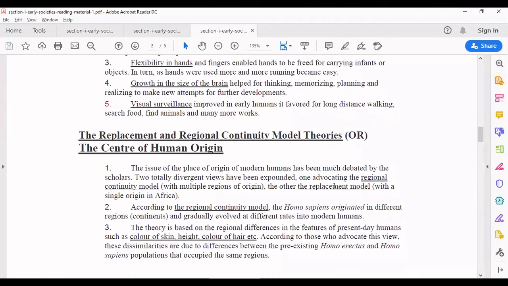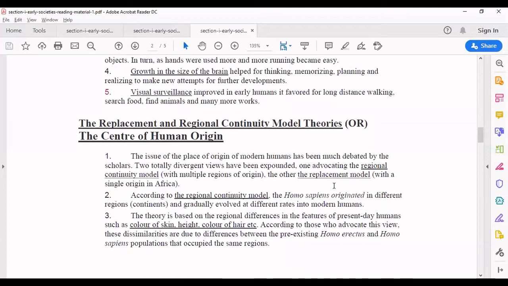Then there was a growth in the brain size that helped in thinking, memorizing, planning, and realizing to make new attempts for further development. And visual surveillance improved in early humans. It favored long distance walking, searching for food, finding animals, and many more works.